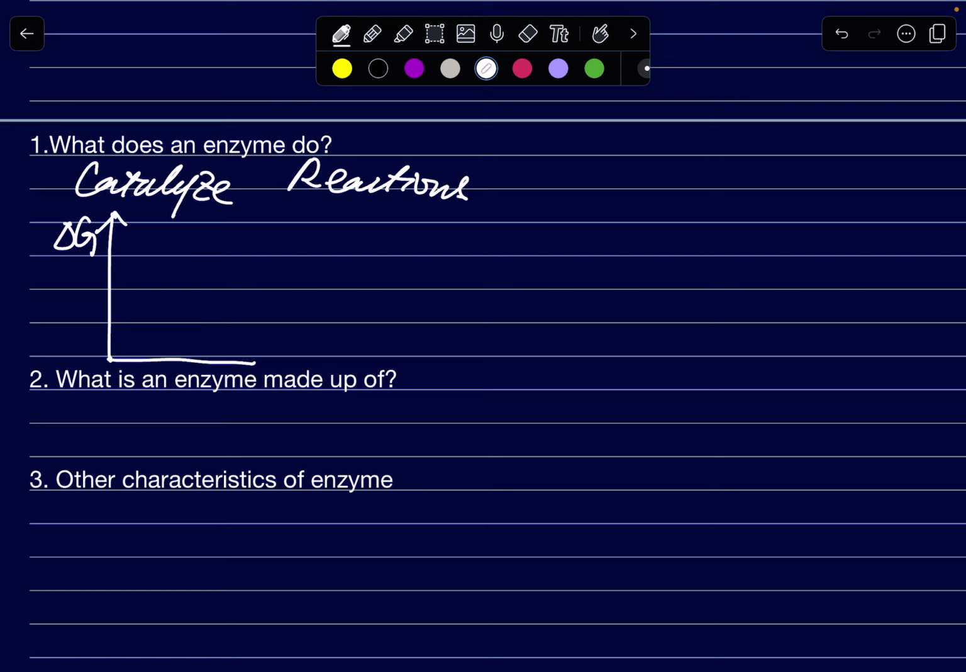So here's a delta G graph, and if this is my original reaction without enzyme, with the involvement of enzyme, you can see that I still get the same delta G, same product, but the activation energy, this is the activation energy barrier, right? Compared to without the enzyme, it has been much lowered, okay? So it gives the reaction a faster rate, so to say.